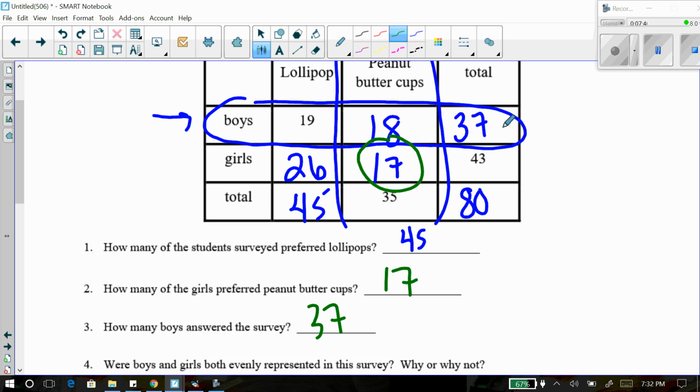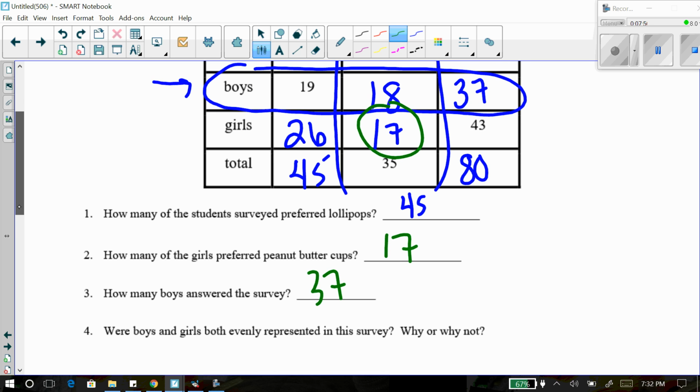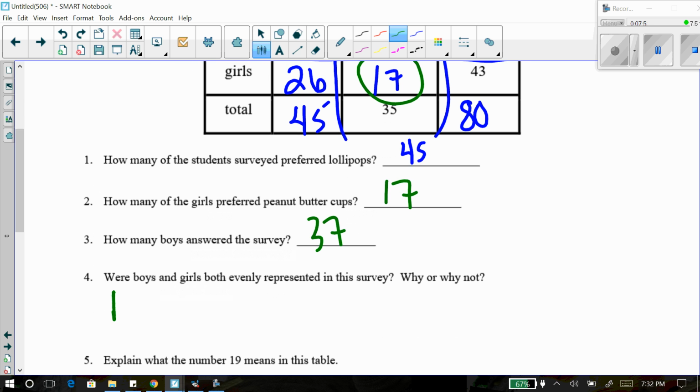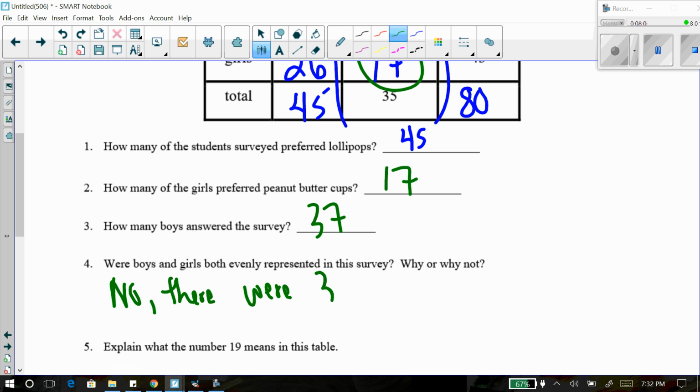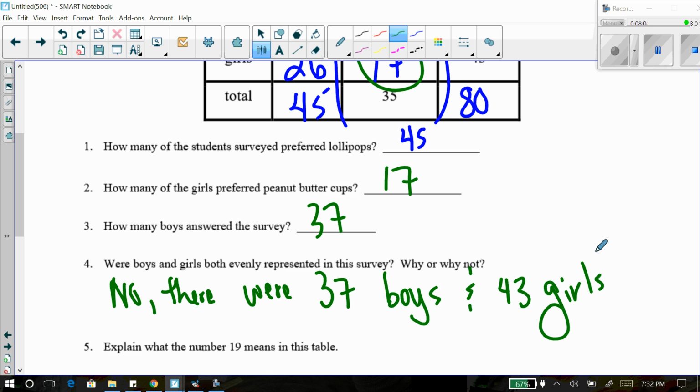Were the boys and girls evenly represented? No. There were 37 boys and 43 girls. That is not even.